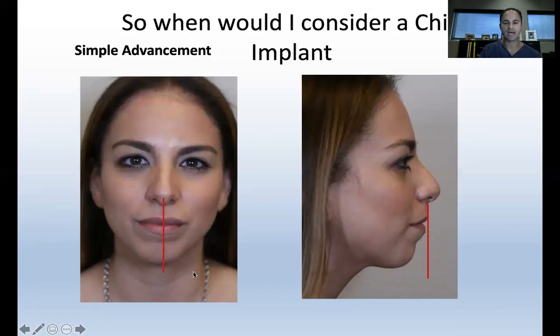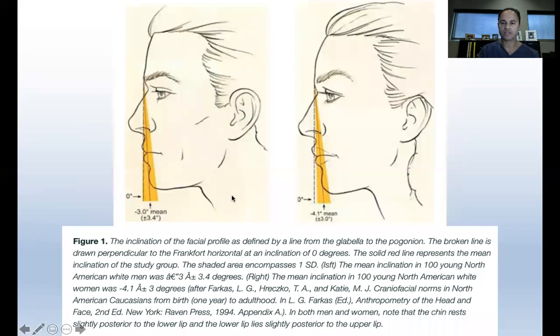And so this is the inclination that I spoke to you about. This is in reference to the Gonzalez-Ulloa classification. It was first described actually in this paper, which was published by Dr. Farkas, Craniofacial Norms in North American Caucasians. In males, from the glabella through the subnasale, you should have up to a -3 degree inclination, plus or minus 3.4 degrees. In a female, the inclination of glabella through subnasale should be on average -4.1 degrees, plus or minus 3 degrees. As you can see from our previous patient, she has a greater than 3 degree inclination in a negative plane.